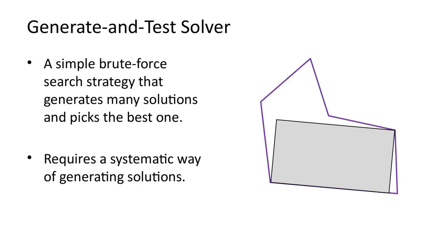The generate and test approach is a simple brute force search strategy. It is often very effective. It generates many alternative solutions and tests to see which one is the best one. It requires a systematic way to generate and test solutions.